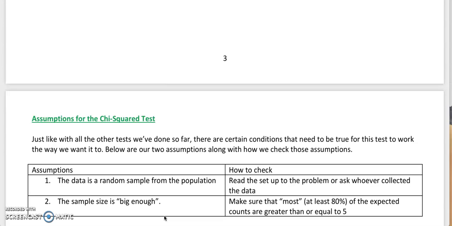That's what we decided was reasonable for deciding that our sample size was big enough. For a chi-squared test, we've got this sort of table with two variables, so we can't use that same condition anymore. So what we're going to do is make sure that most, but we'll go with at least 80%, of the expected counts in our table are greater than or equal to 5. If that's true, we're going to say that our sample size is big enough and we can go ahead and do this problem and feel comfortable with the results that we get.